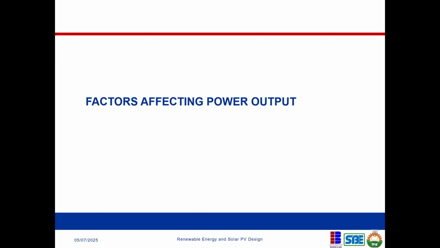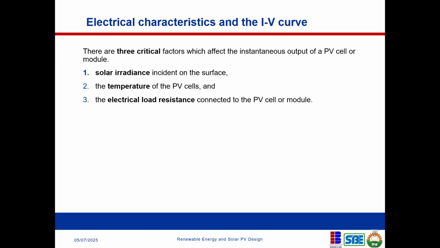So let us look at factors affecting the power output of a PV system. What are the factors that affect the power output of a PV system? So electrical characteristics of the IV curve is what we're going to look at. There are three critical factors which affect the instantaneous output of a PV cell. There are three factors.